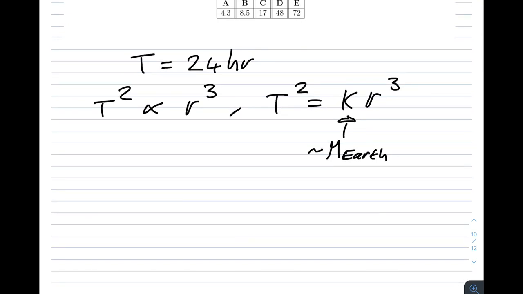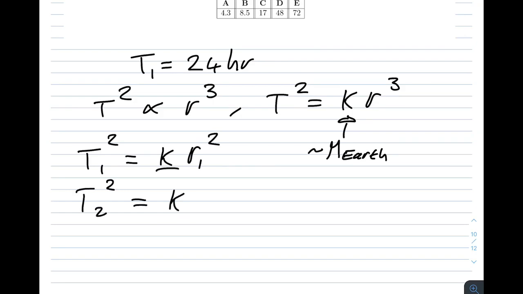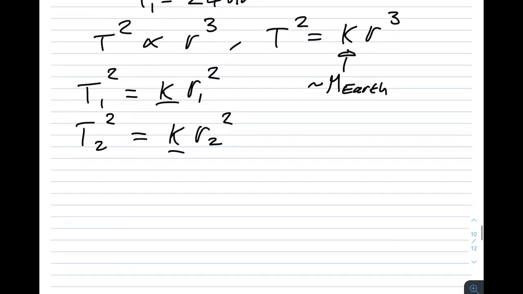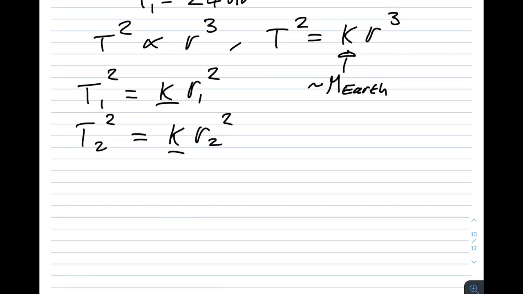So we'll call the first satellite T1 for its 24-hour orbit. Now we have T1 squared is equal to k times radius 1 cubed, and T2 squared is equal to k, where these k's are the same, times radius 2 cubed. Now we can divide these two equations by each other and cancel the k's.